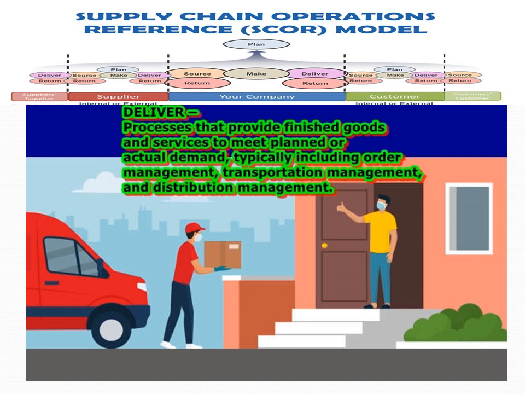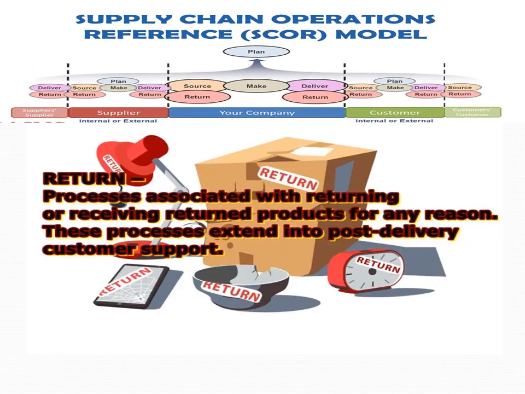So basically it is a total distribution system which we are doing to deliver the goods to our customers. Another process which we have to do in our supply chain management, which usually we don't want to do, is returns. These are the processes associated with returning or receiving return products for any reason. These processes extend into post-delivery customer support, which is basically part of our customer service after sale.